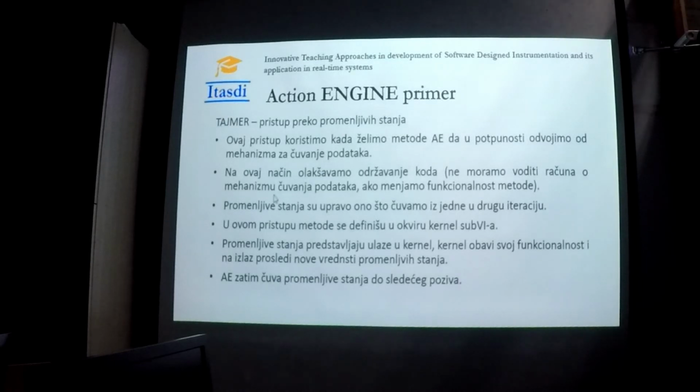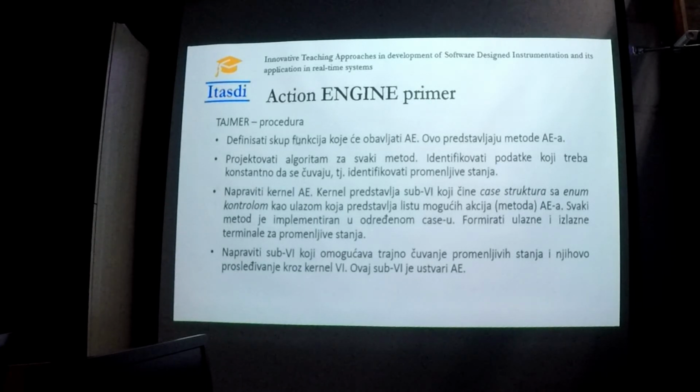We don't have to care about data storing. These state variables are exactly the things that we are saving from one iteration to the other, and within this approach, these methods, which can be as many as we want, are defined within a piece of code that is also a VI, but it is called a kernel VI. So these state variables represent the inputs to these kernels, and afterwards the kernel does what is intended, some action or functionality, and it provides the new values of the state variables to the output. And what is the job of the Action Engine? Its job is to store that data until the next call of the Action Engine.